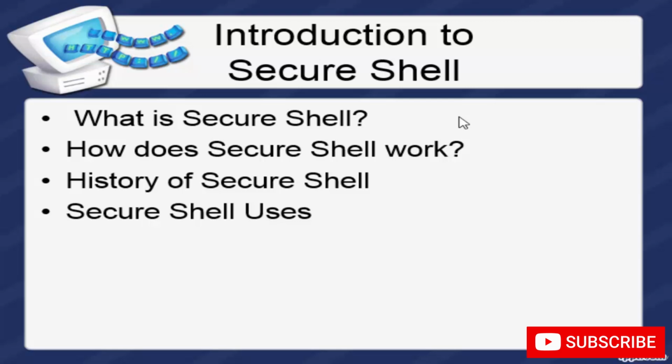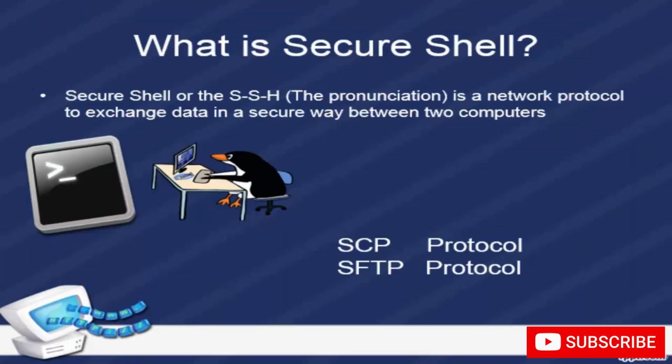Okay, let's start the lesson, and our first question is what is Secure Shell? Secure Shell, or SSH as we pronounce it, is a network protocol to exchange data in a secure way between two computers. The main purpose of SSH is to administrate and execute commands on a remote computer. SSH is used by other protocols such as Secure Copy Protocol or SCP and Secure File Transfer Protocol or SFTP to transfer and manage files between two computers.